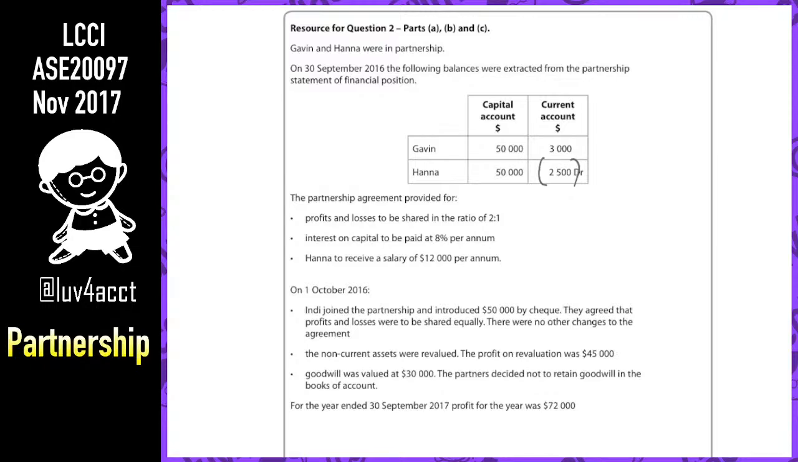Non-current assets were revalued. The profit on revaluation was 45,000. Goodwill revalued at 30,000. The partners decided not to retain goodwill. For the year ended 30th September year 2017, the profit was 72,000.